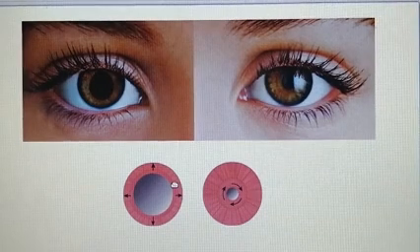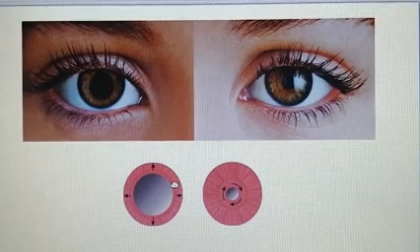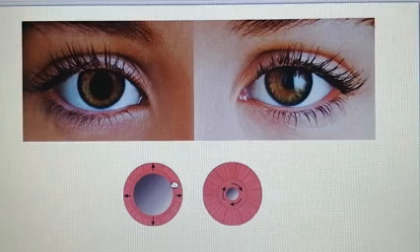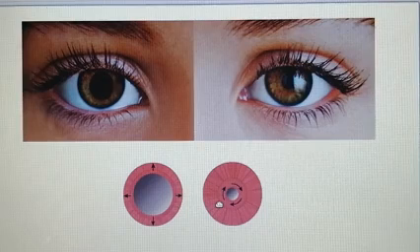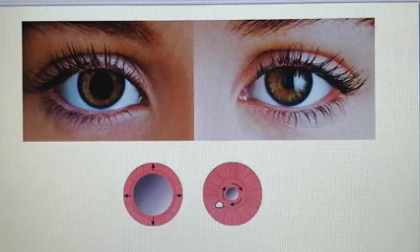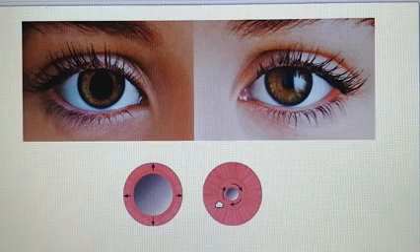When the radial muscles contract in dim light, the size of the pupil increases. When the circular muscles contract in intense light, what do you mean by intense? Bright. The size of the pupil decreases. When the size of the pupil increases and decreases, the amount of light falling on the lens is regulated.